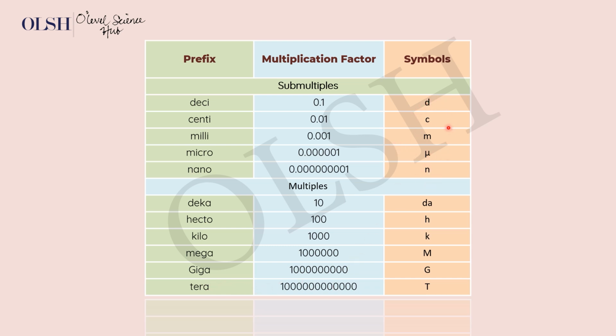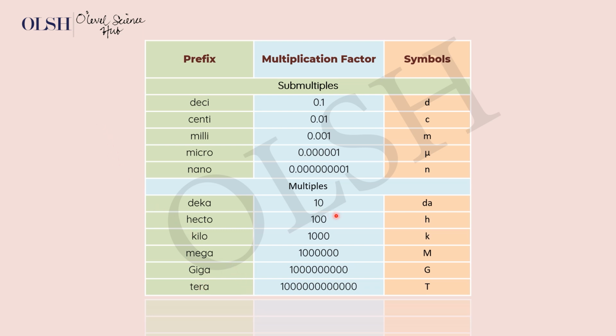Small letters d, c, m for deci, centi, milli. We have the mu sign representing micro. We have small letter n for nano. We have da for deca, h for hecto, small letter k for kilo, big letter M, G, T for mega, giga, tera, respectively.